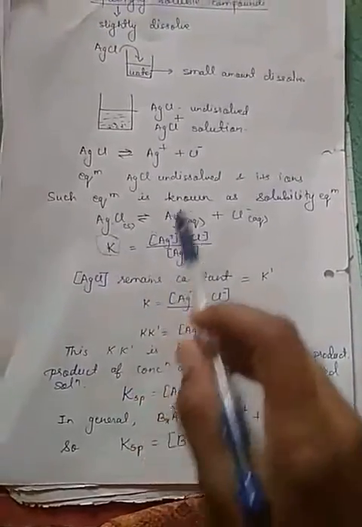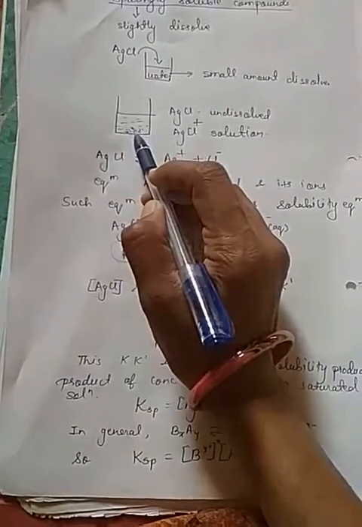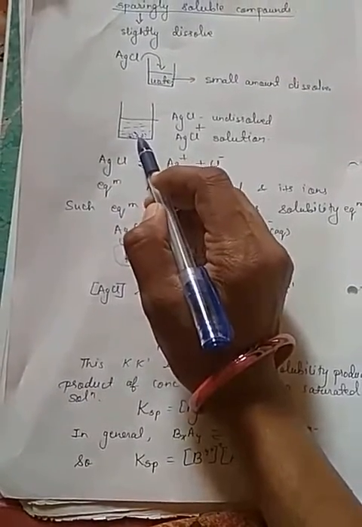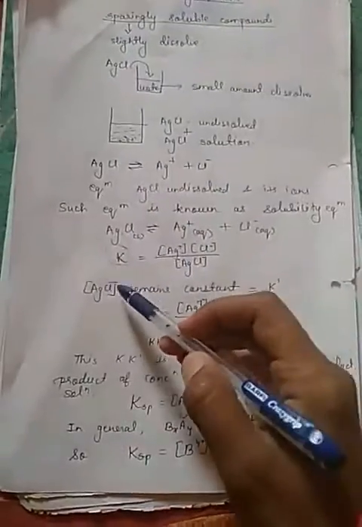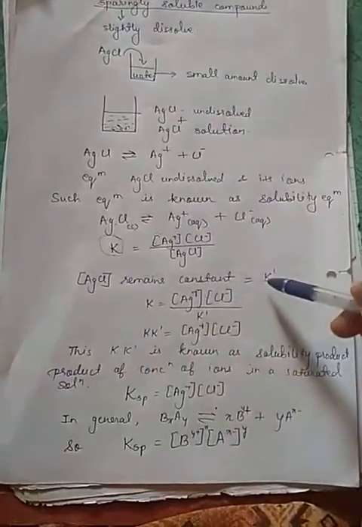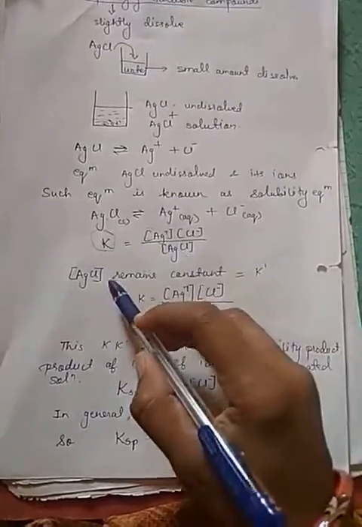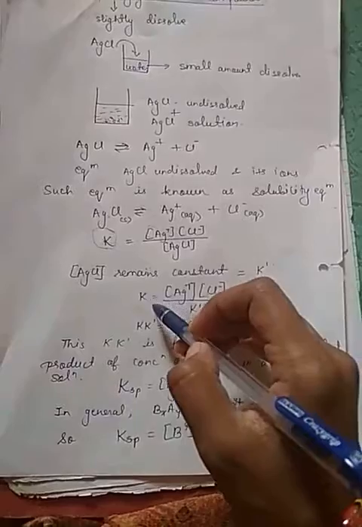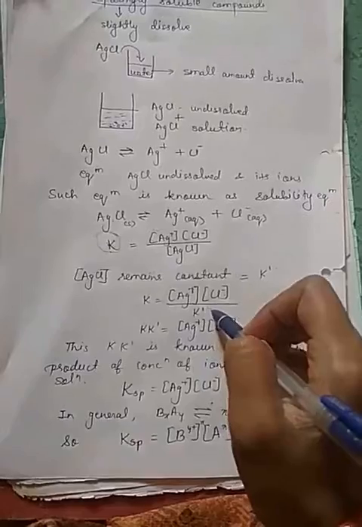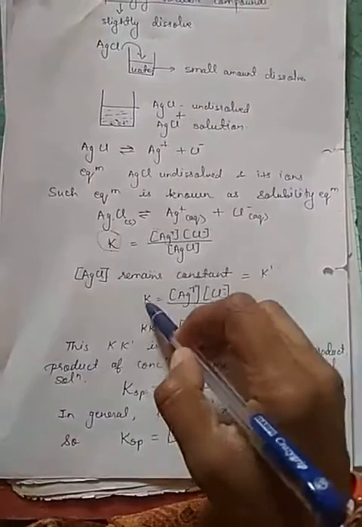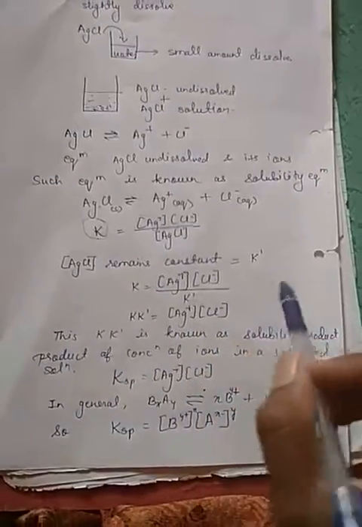As you dissolve AgCl, after some time the undissolved AgCl concentration remains constant. That is, after some time no more AgCl dissolves in water. So this concentration of AgCl remains constant, which is denoted by K dash. When you substitute the concentration of AgCl by K dash, the equation becomes K equals the concentration of Ag+ into the concentration of Cl- upon K dash. If you rearrange and take K dash to the other side, K into K dash is equal to the concentration of Ag+ into the concentration of Cl-.